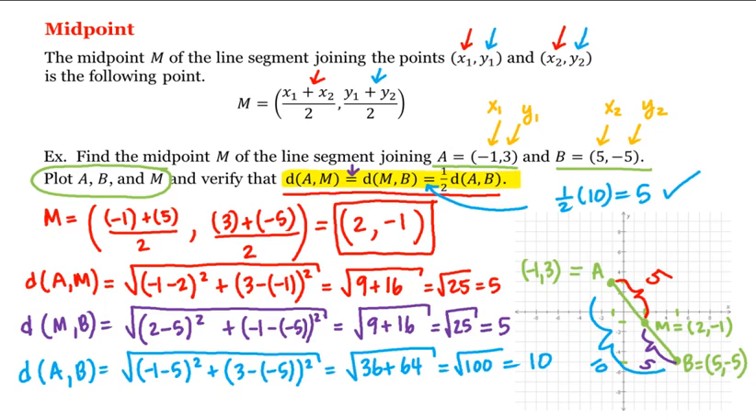That is, M is a unique point on the line segment joining A and B that's exactly halfway between A and B. And this is how we work with the midpoint of a line segment joining 2 points in the Cartesian plane.